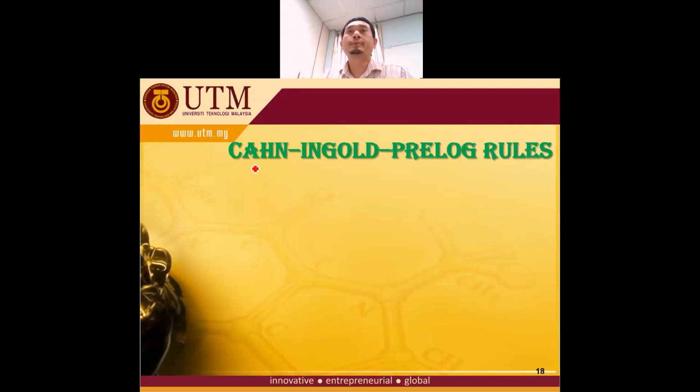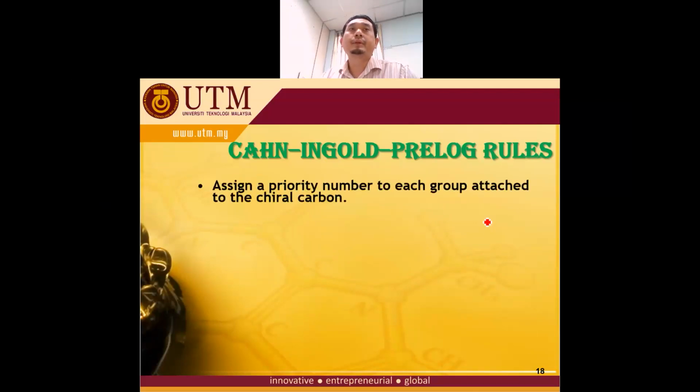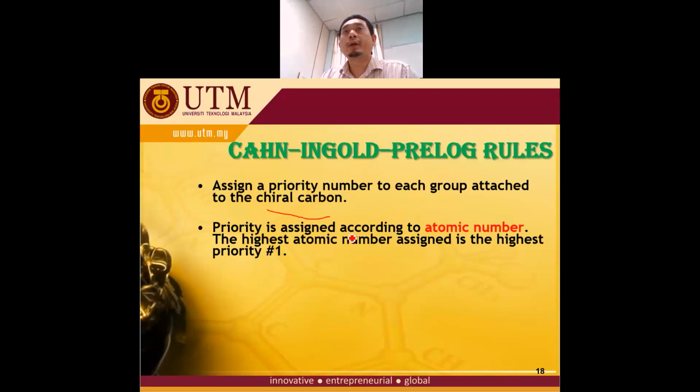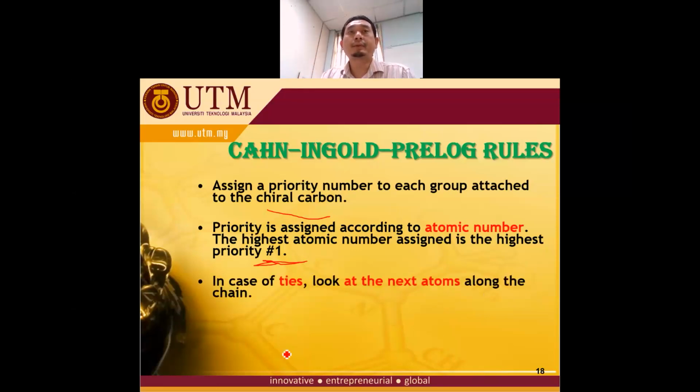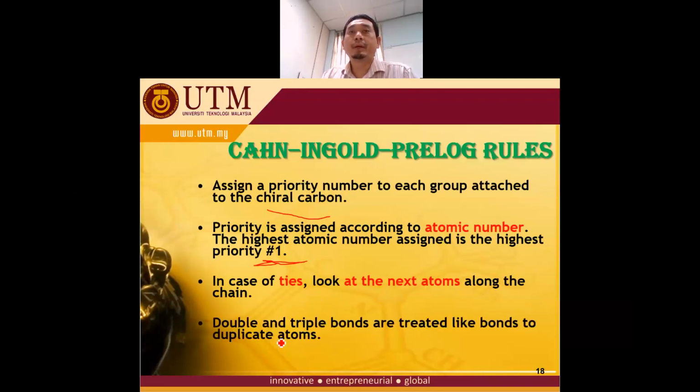For R and S, the rule we use is the CIP rule, the Cahn-Ingold-Prelog rule. First we assign a priority number to each group attached to the chiral carbon, according to atomic number. The highest atomic number gets priority number 1. Because the chiral carbon has 4 different groups, the priorities will be 1, 2, 3, and 4, with 4 normally for hydrogen. If the atoms are the same, look at the next atom along the chains. Double and triple bonds are treated like bonds to duplicate atoms.